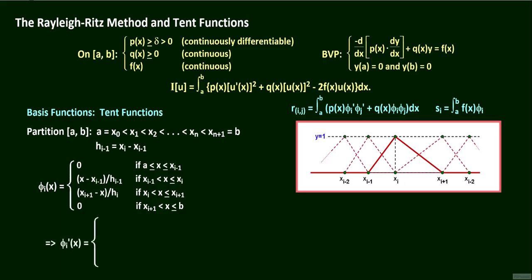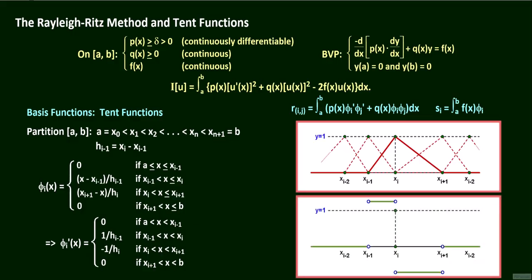Phi sub i prime of x is then given by these formulas on the corresponding subintervals, so that the graph of phi sub i prime would look like a collection of step functions. Note that phi sub i prime is undefined only at the nodes or partition points, which is also why no nodes are included in the definition of phi sub i prime, unlike that for phi sub i.